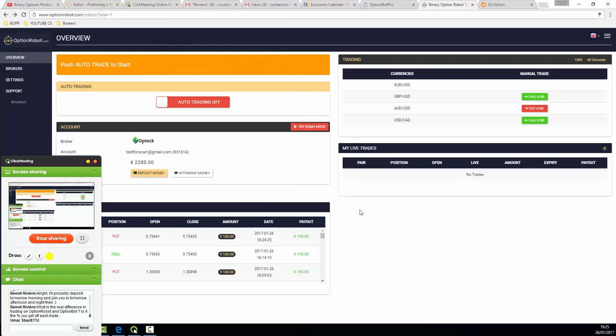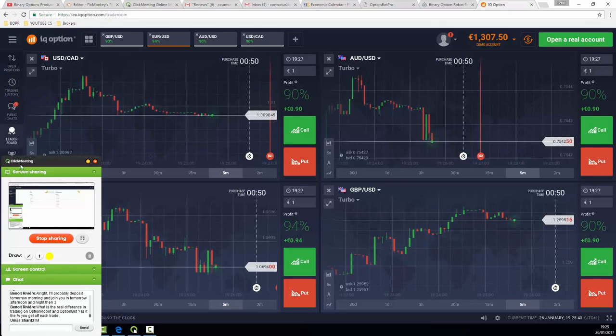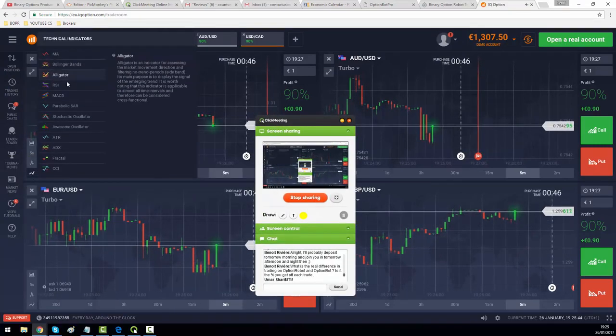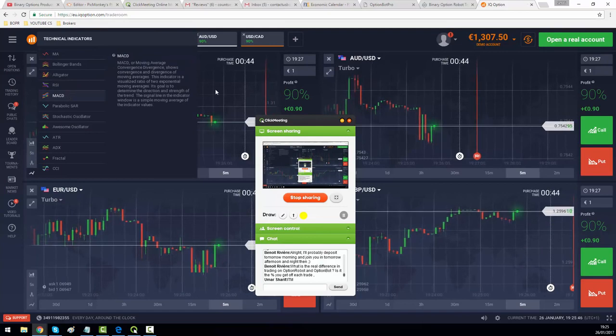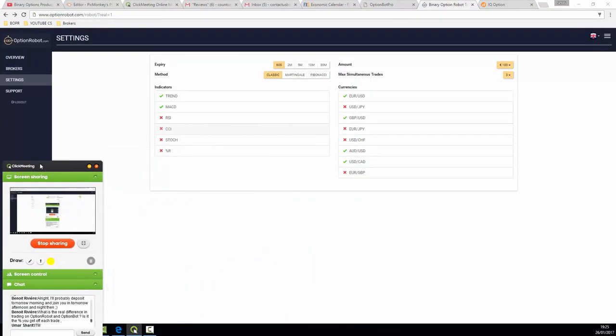OptionRobot. The only thing you can really do on OptionRobot, obviously you've got the auto trade. You get to change what currency pairs show. You get to see what indicators it uses. Just like on IQ Option, you have indicators that you can use here: RSI, MACD, everything like that, for example. And OptionRobot basically does all the hard work for you, so you can tick them here. I always have MACD and trend ticked.